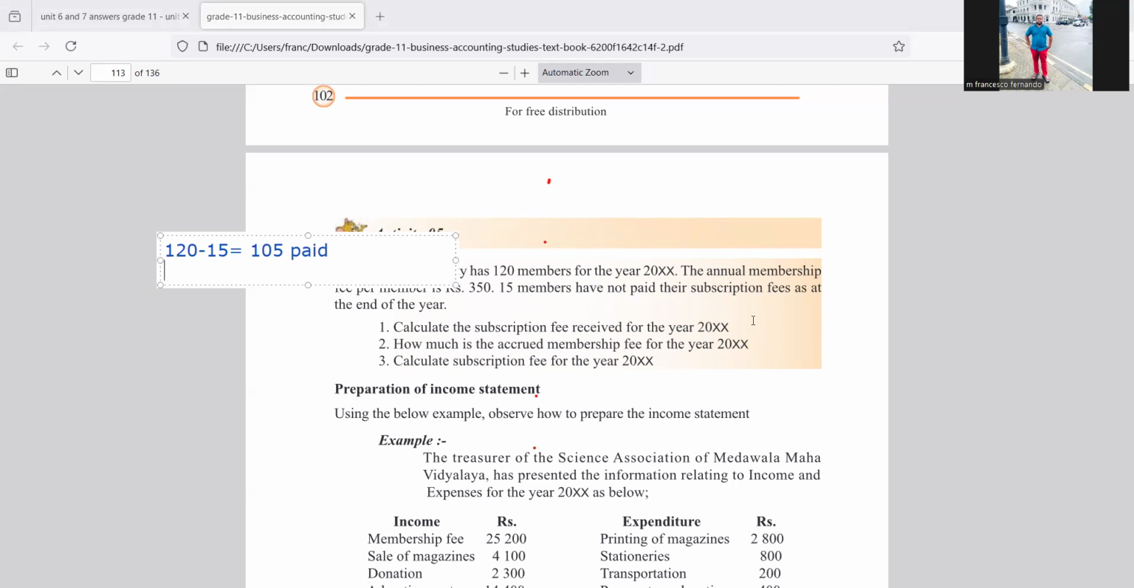So how to find the subscription for the year? 105 into 350. How much is the accrued membership? So 15 haven't paid, 15 into 350. And calculate the subscription for the year. So you can add both these together to get the subscription for the year.